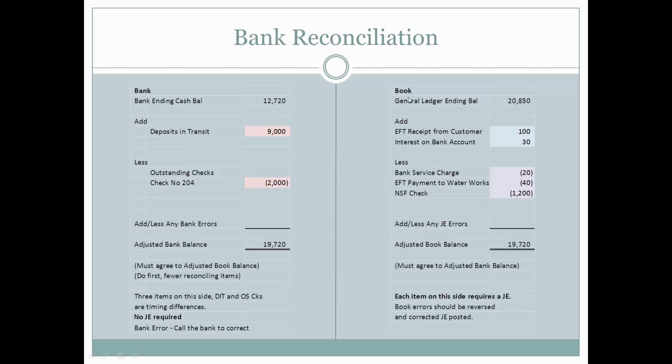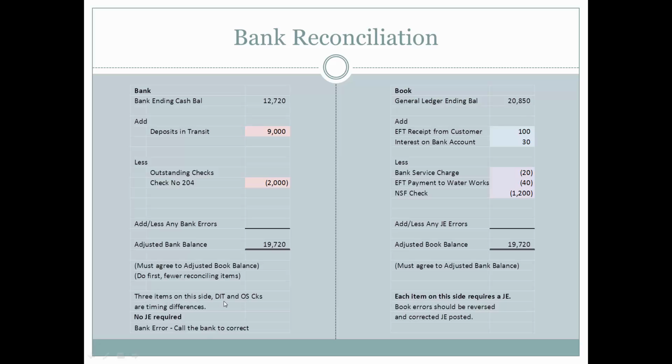Now, this adjusted bank balance must agree when we do the other side of this reconciliation. When we look at the books of the company, these two must agree. So I always advocate to do this side of the reconciliation first because there are fewer reconciling items that you have to consider. There's only 3 items that you would consider.